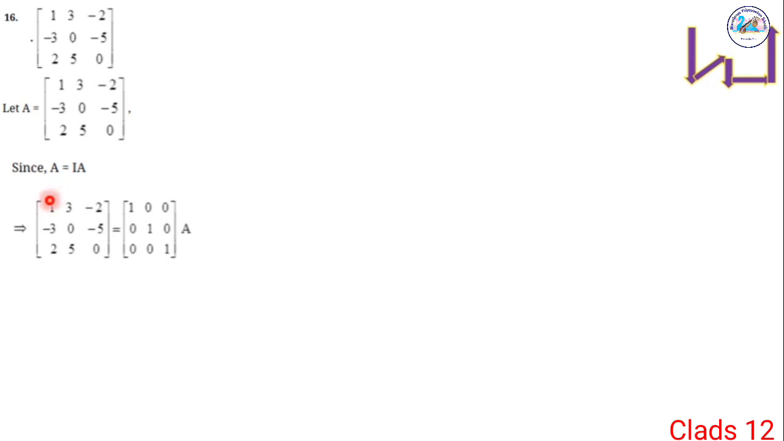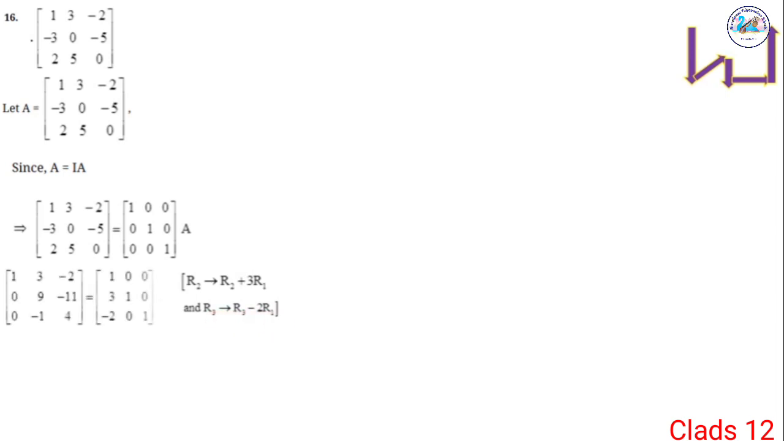So the first element here, when you check, is 1. It is quite nice to see 1 as the first element, because we need not convert it again. Now we shall move on to this minus 3 and this 2. We have to make this minus 3 as 0 and this 2 as 0. For that we are using the transformation R2 gives R2 plus 3R1. Next, R3 gives R3 minus 2R1.